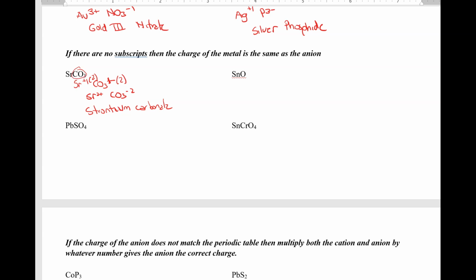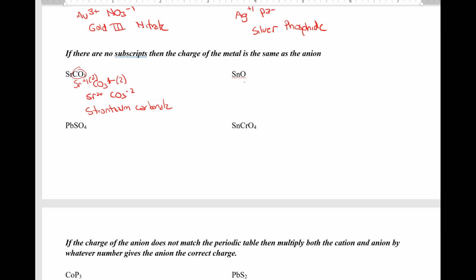Now, I didn't even have to go through all this because strontium is a group 2A element. So technically, what I could have just said is, okay, strontium carbonate, have a nice day. But I wanted to show you the logic or process of this. So when you see no subscripts, if it is a metal not from group 1A, 2A, or 3A, what you could do really quickly is just take the charge of the anion, say that's the charge of the cation, and move on. So I'll show you an example. In this situation, SnO, we know that when we crisscross this, this would have been positive 1, negative 1.